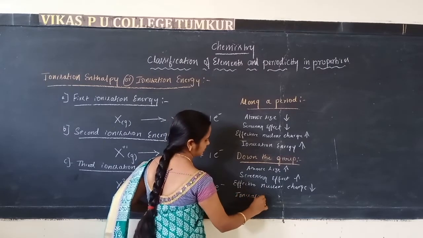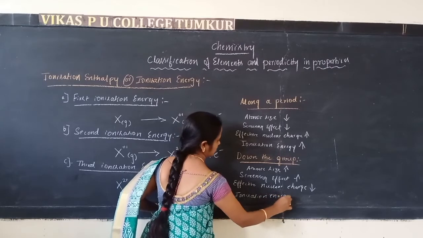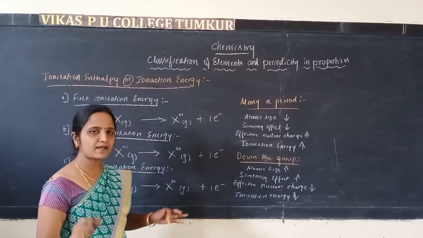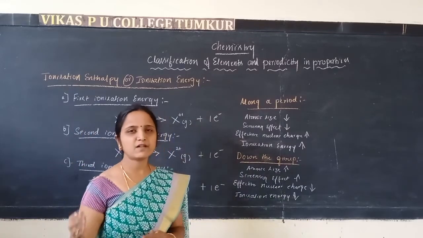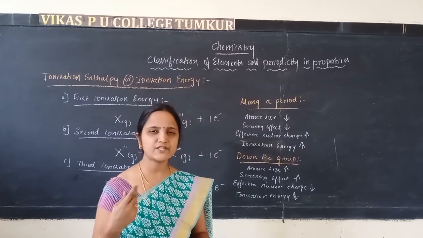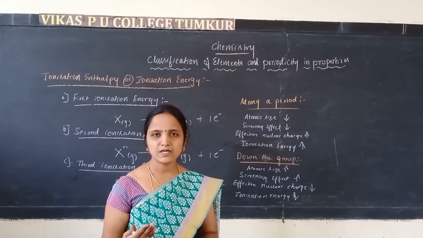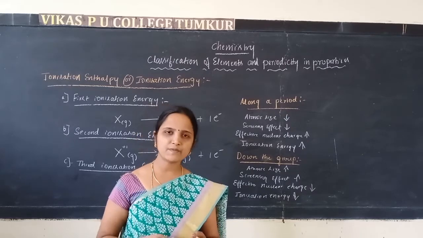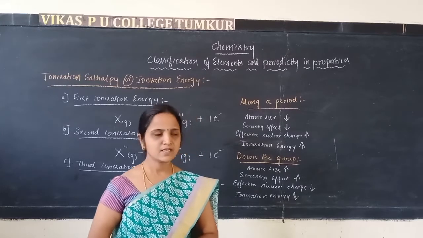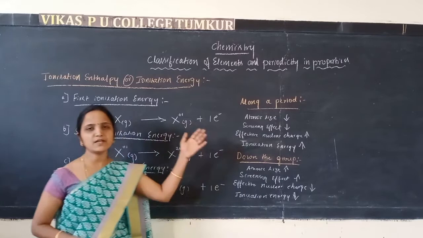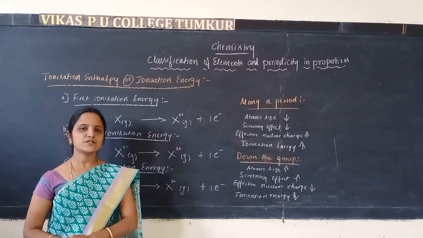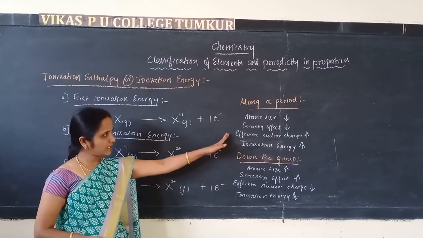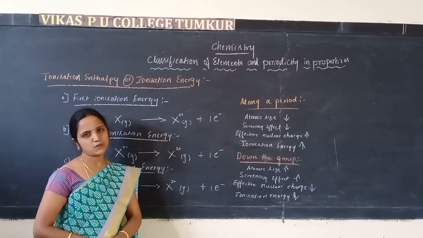Ionization energy decreases down the group. As a final statement, in the examination they may ask about the variation of the ionization energy along a period and down the group. Along the period it increases, down the group it decreases. This is about the variation of the ionization energy along a period and down the group.